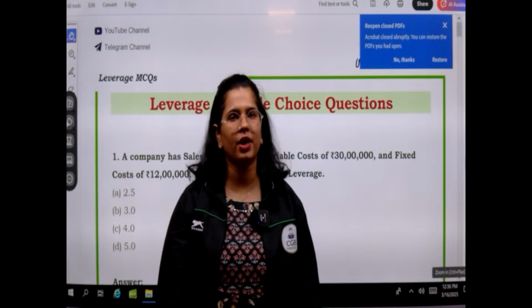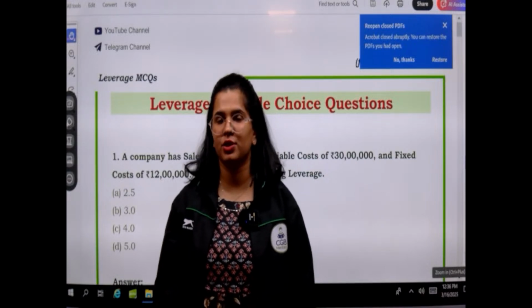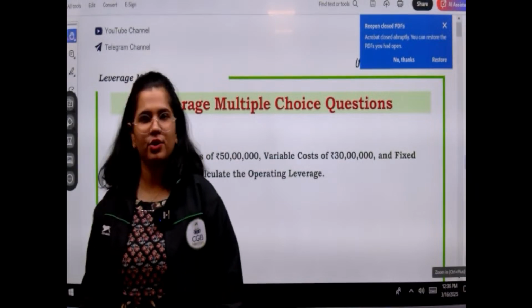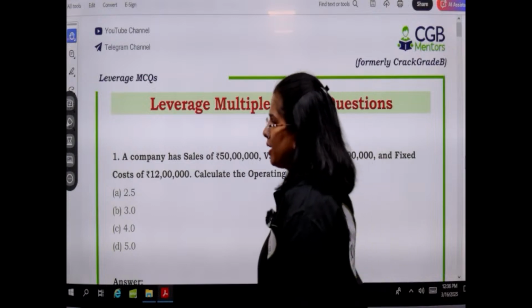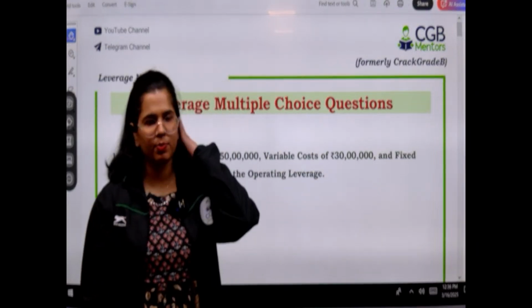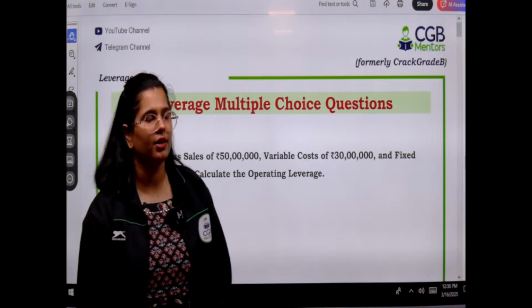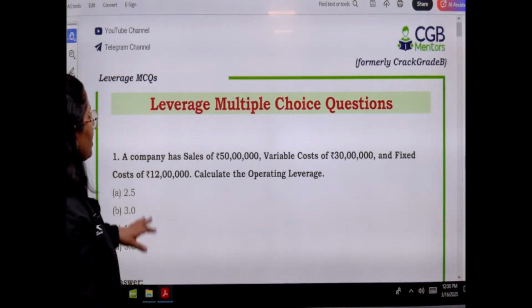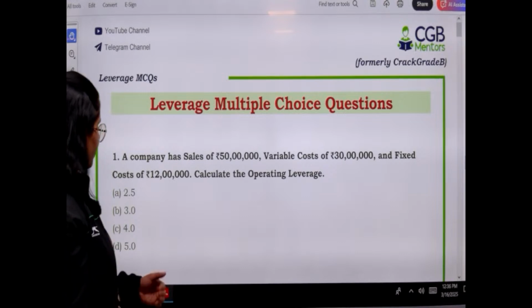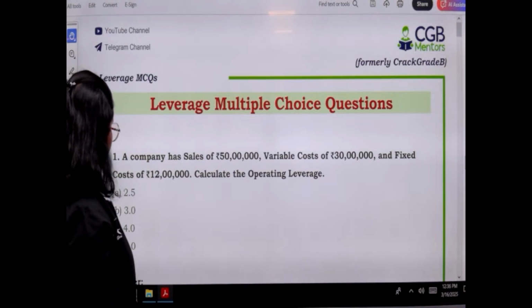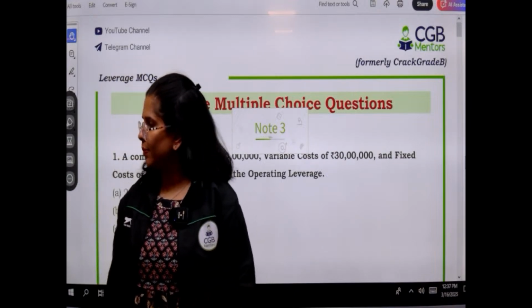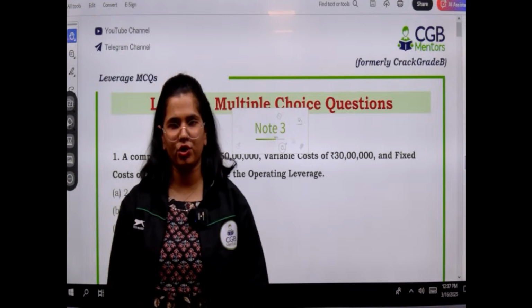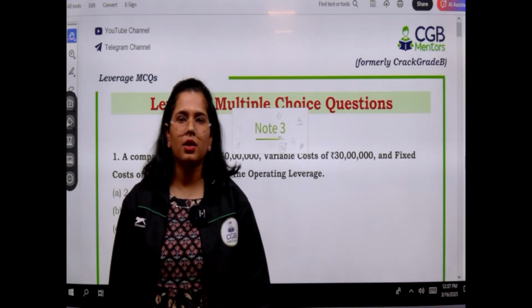So today we will be talking about leverage related multiple choice questions, right? So let us start. We have included all the numerical questions that can appear from this particular topic. Number one, we have a company that has sales of 50 lakhs. Before I start this, I would like to tell you a little bit of a format so that you'll be able to solve the questions super easy, right? So just wait and we shall start this.